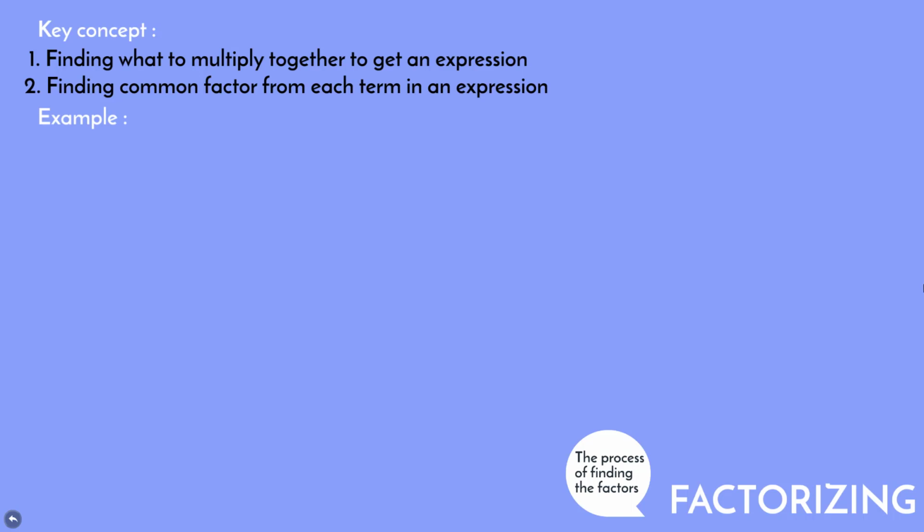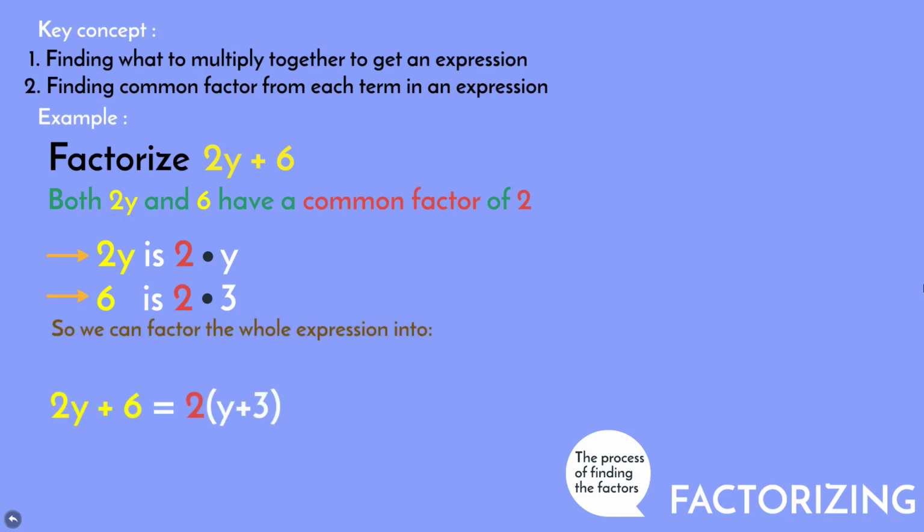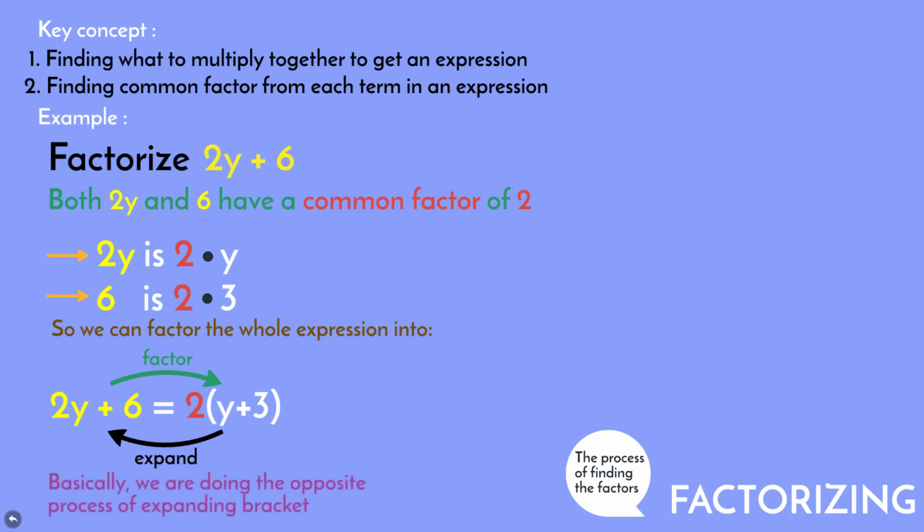Example: factorize 2y plus 6. Remember the concept here. When seeing the terms in this expression, find out their common factor. Both 2y and 6 have a common factor of 2. If we break them apart, 2y is 2 times y, and 6 is 2 times 3. We can see clearly that 2 is their common factor. So we can factor the whole expression into 2y plus 6 equals 2 parenthesis y plus 3. If you see the pattern, when factorizing, basically you are doing the opposite process of expanding brackets.